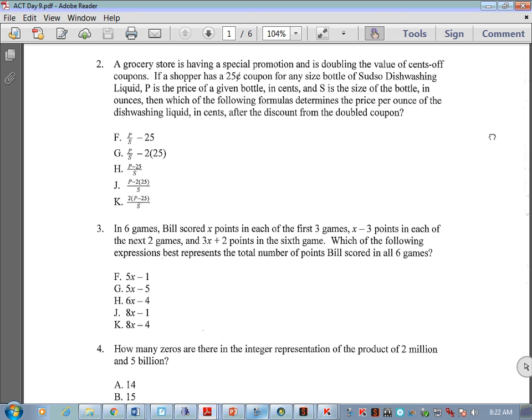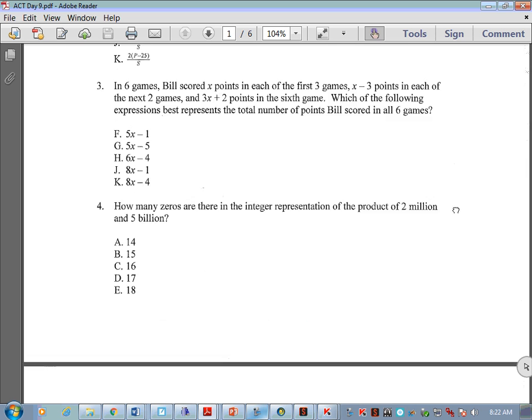Well, let's come down to question number 2. Zamira, what did you get on question number 2? J. All right. Now this is one I kind of expected that there might be some questions on. Is this one that needs to be covered, or do we feel pretty comfortable with it? Okay, this is where we've got an unknown price, we've got a coupon, we're doubling that coupon, and then we're trying to find out what the price would be per ounce after the coupon has been doubled. So do we understand where we're getting J from? Okay, and nobody else needs that explained? Okay, all right, we'll move on then.